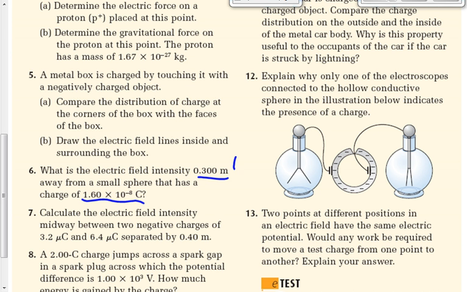Given the fact that it's a producer, we're going to use the equation kQ over r squared. K times 1.6 times 10 to the minus 6 divided by 0.3 squared. Pretty straightforward if you recognize that it's a producer as opposed to an experiencer.